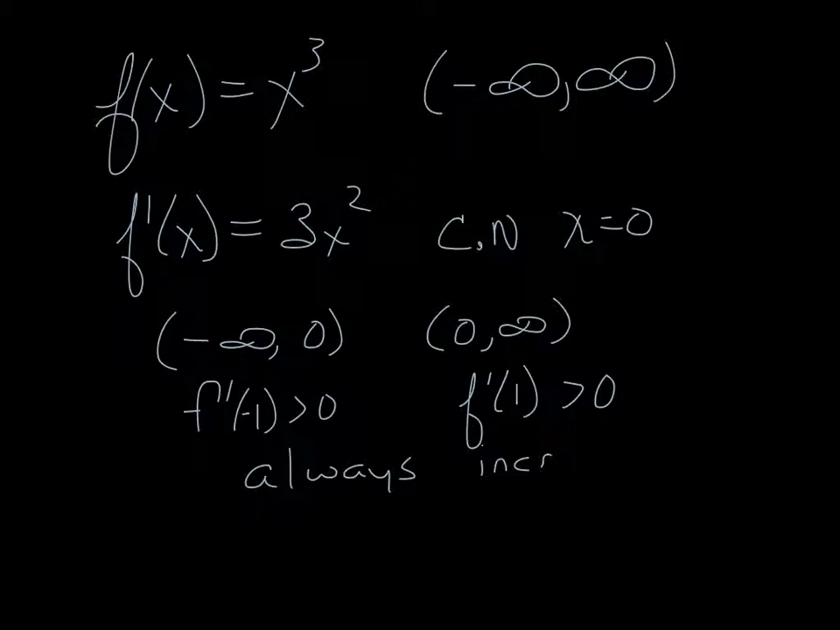How'd you get the critical number to be 0? Set the derivative equal to 0. And that gets you 0? Yeah. Okay. All right, we say that this function is strictly monotonic.